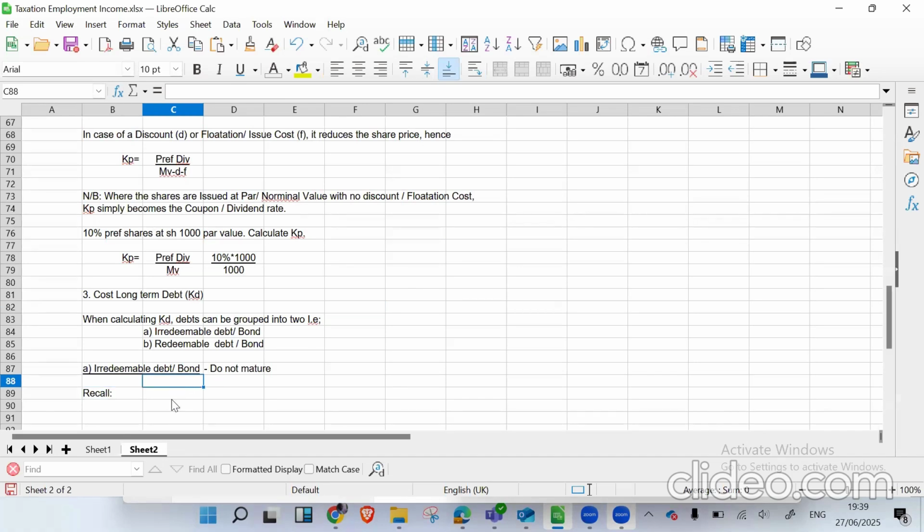So let us recall how to calculate the value of the bonds. Our market value was equal to, remember how to value the bonds? It was interest. We divide by what? KD. The redeemable bonds value was equal to interest over KD.